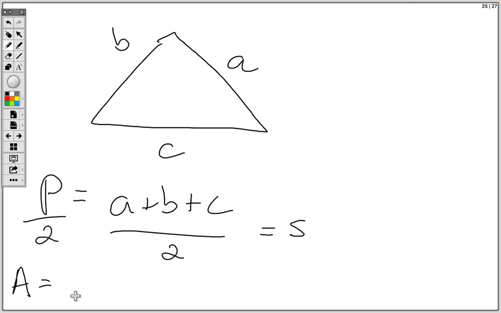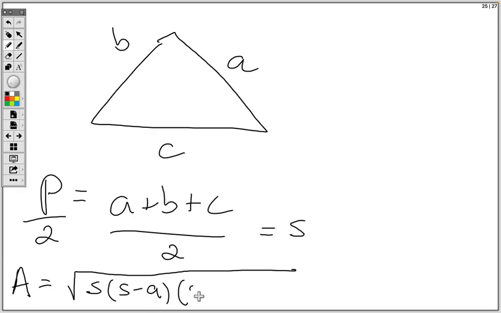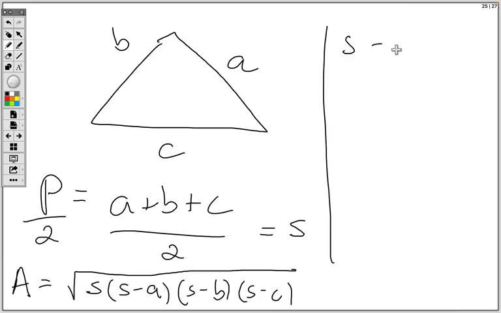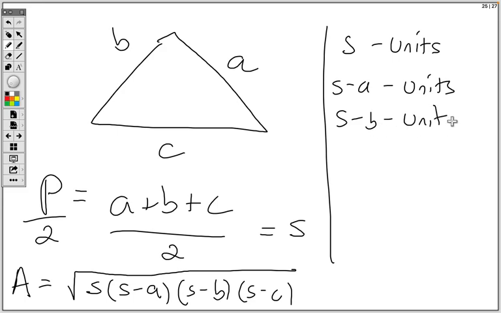So Heron's formula says what you do is you take the semi-perimeter and you multiply that by the semi-perimeter minus the length of each of its sides. All right? Now, if the semi-perimeter is measured in units of length, then S minus A would also be units of length. S minus B would also be units of length. And S minus C would be units of length.